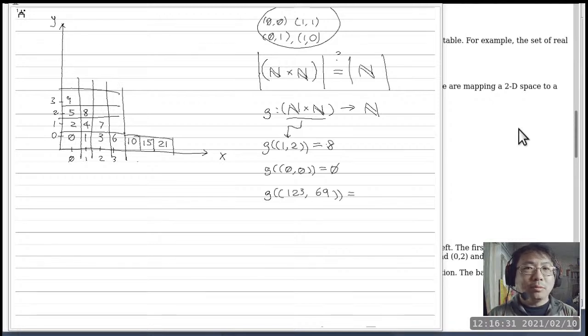Because 0 to 1 is adding just 1. 0 plus 1 is 1. And then from 1 to 3, we have to add 2. From 3 to 6, we have to add 3. From 6 to 10, we have to add 4. From 10 to 15, we have to add 5, and so on and so forth. So that is a pattern.